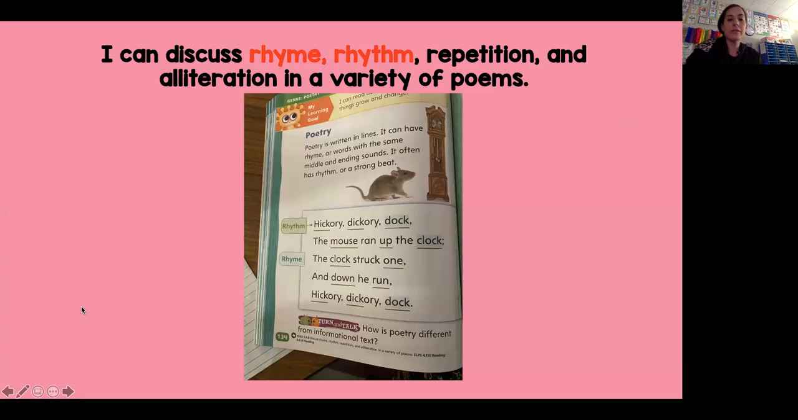It says poetry is written in lines. It can have rhyme or words with the same middle and ending sounds. It often has rhythm or a strong beat. So here's a poem, or a nursery rhyme, that you might be familiar with. It says, hickory dickory dock, the mouse ran up the clock. The clock struck one and down he ran, hickory dickory dock.